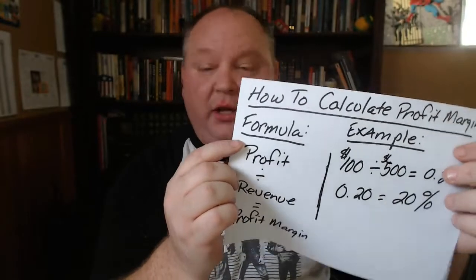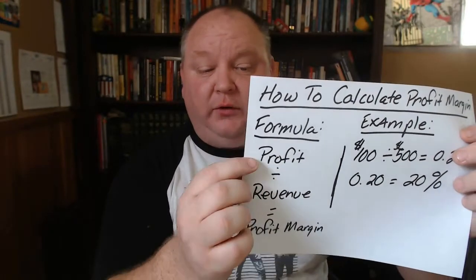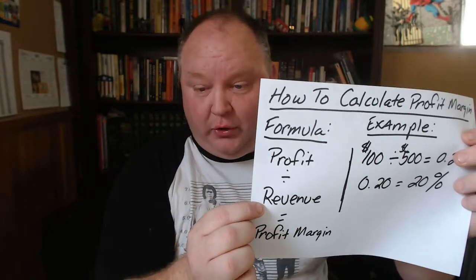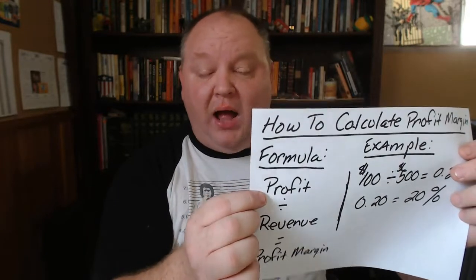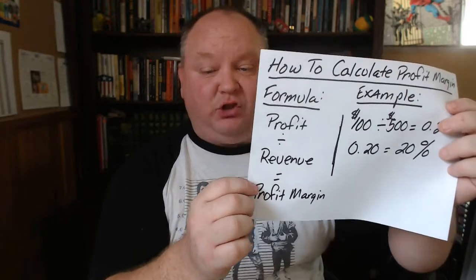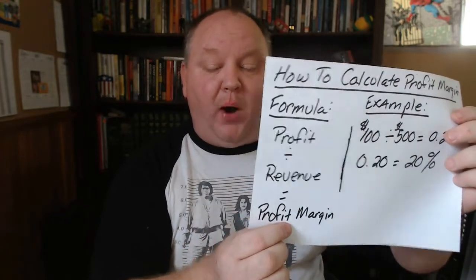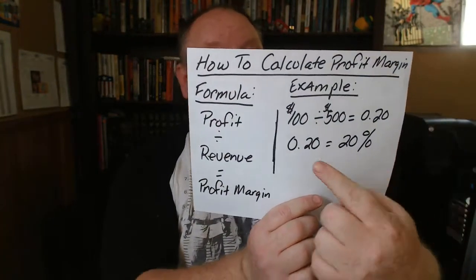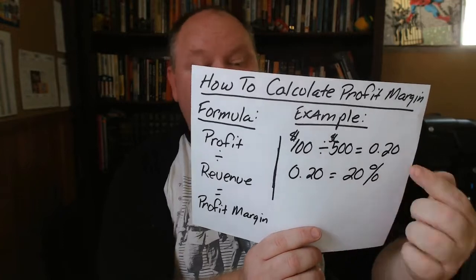So now we want to figure out what is the profit margin to that. Okay, simple again. We've already went over it. The formula to calculate your profit margin is profit divided by revenue equals your profit margin. So your profit, which was $100, which we figured on the last sheet, our revenue was $500. Our profit margin then equals 20%. So 100 divided by 500 equals 0.20. 0.20 is 20%.